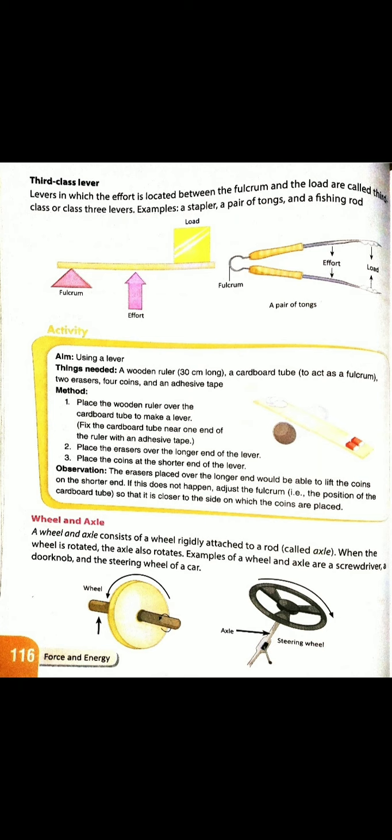Now, another type of simple machine is wheel and axle. Wheel and axle consist of a wheel rigidly attached to a rod called axle. When the wheel is rotated, the axle also rotates. Examples of such wheel and axle are a screwdriver, a doorknob, and a steering wheel of a car.